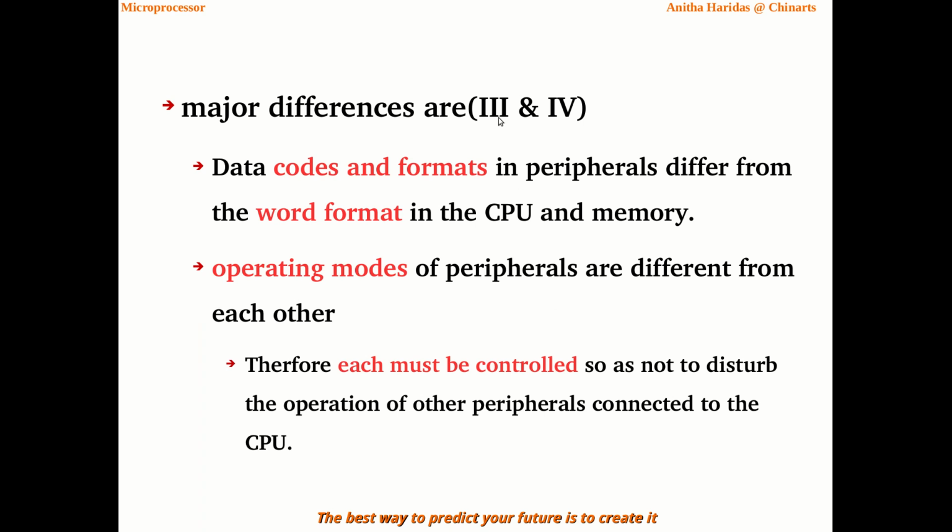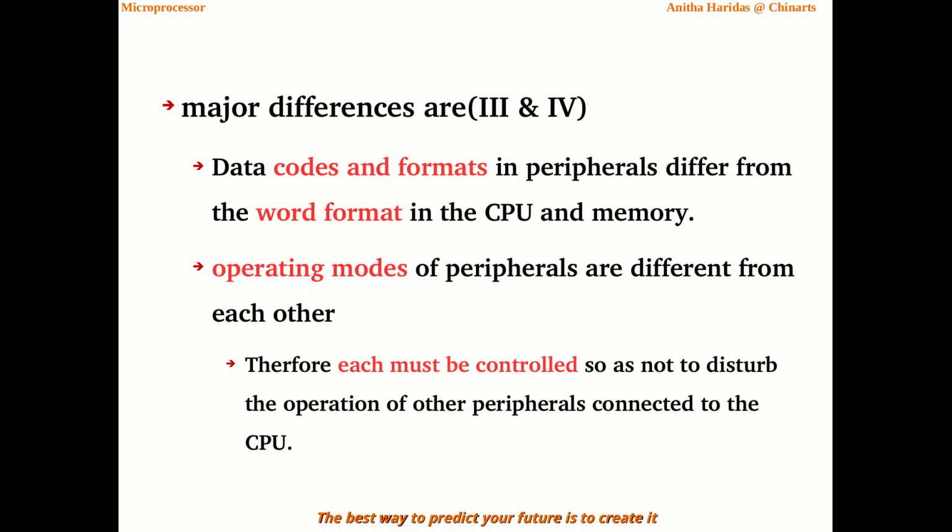And the third major difference is the code format. The data codes and the format in the peripheral device are completely different from the word format that you are going to use in the processor and the memory. Your processor will be using a very different format, right? Sometimes it may be using a 32-bit format, or a 64-bit format, whereas your keyboard will be using only an 8-bit format for each key press.